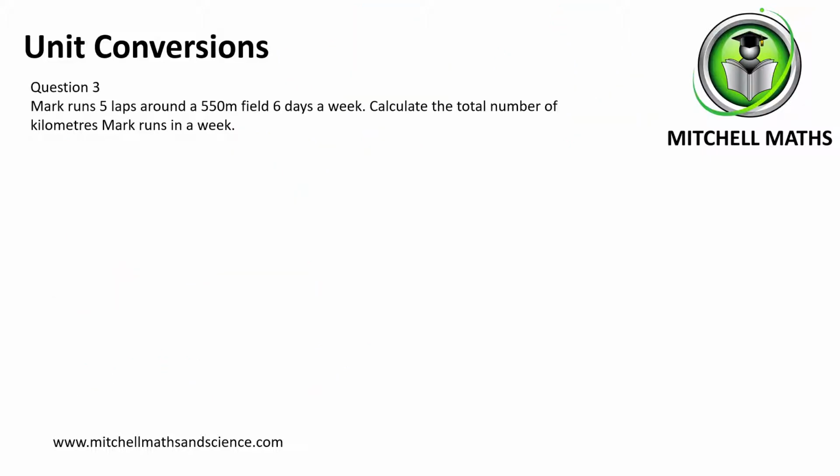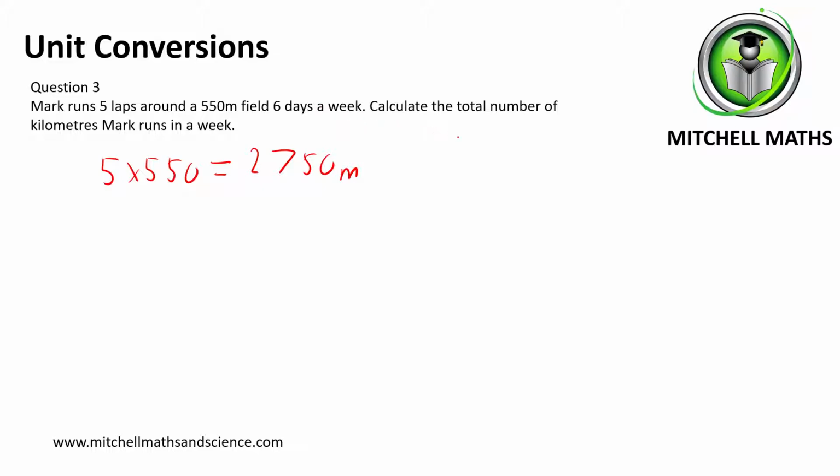You're not always going to get a question to just convert. Sometimes it'll be put into worded questions. Let's have a look at this one. Mark runs 5 laps around a 550 metre field 6 days a week. First of all, what I'm going to do is look at how far 5 laps is. And I can do that by doing 5 times 550. And 5 times 550 equals 2,750 metres.